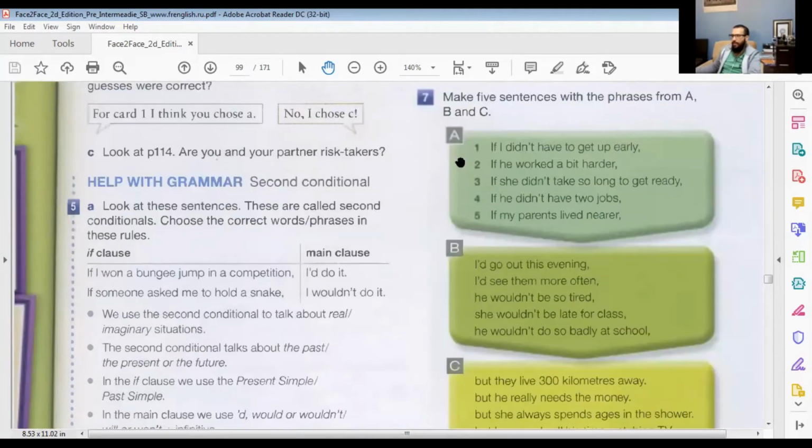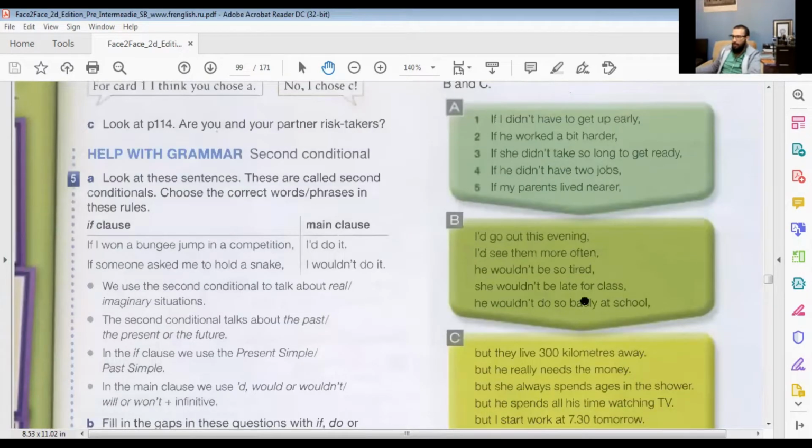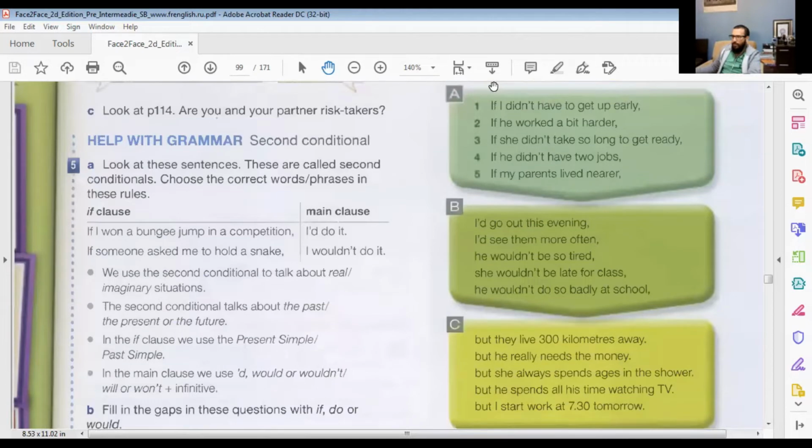So here in exercise number 7, what I want you to do is choose a sentence from A and then match it to B and then to C. So this means, for example, number 1, let's do number 1 together, okay? So if I didn't have to get up early, what do you think is the right answer from box B? I wouldn't be late for class.